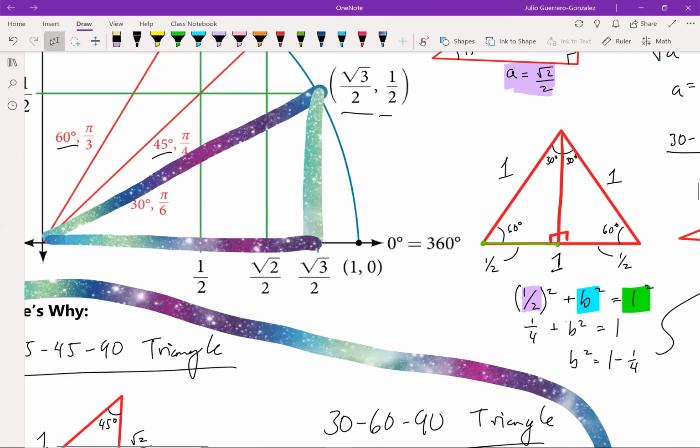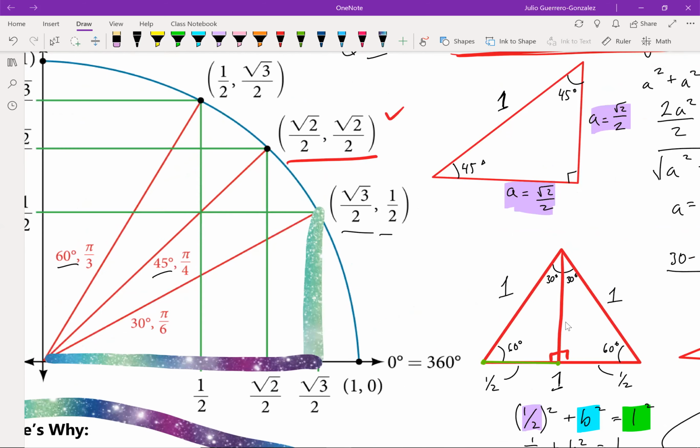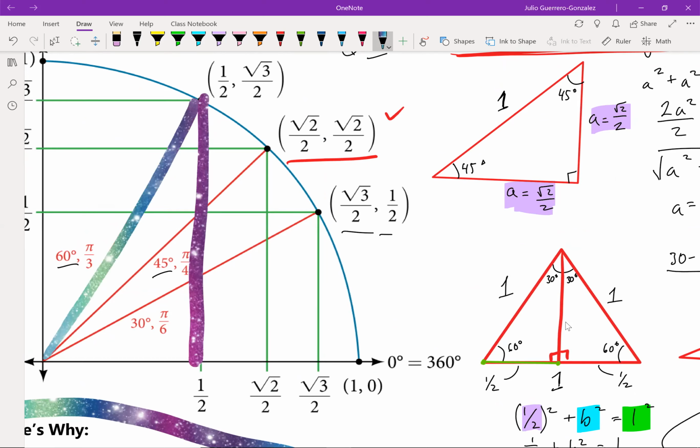And then lastly, the other triangle is basically that same 30, 60, 90 triangle, but it's now standing up rather than laying down. So that's why these two are now flipped around. Because now this is the 1/2 and this is the root 3 over 2.